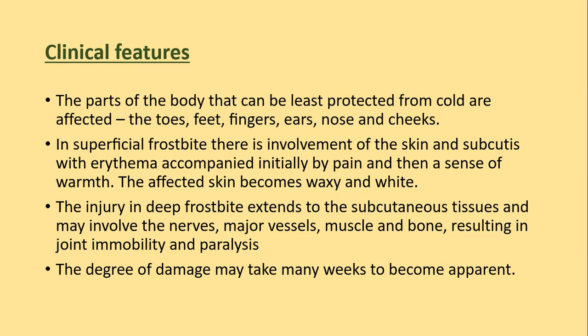In superficial frostbite, there is involvement of skin and subcutaneous tissue with erythema, accompanied initially by pain, and then there is a sense of warmth. The affected skin becomes waxy and white due to hypoxic injury. The injury in deep frostbite extends to the subcutaneous tissue and may involve the nerves, major vessels, muscle, and bones, resulting in joint immobility and paralysis. The degree of damage may take many weeks to become apparent.